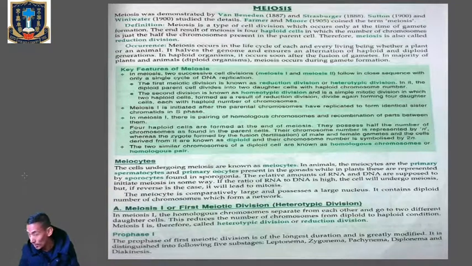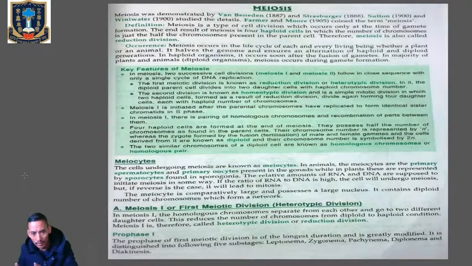Listen very carefully. At the end of meiosis, 4 haploid cells will be produced, because we have 2 types of meiosis cell division, meiosis 1 and meiosis 2. During meiosis 1, 2 haploid cells will be produced. Those 2 haploid cells then undergo meiosis 2, which results in the formation of 4 haploid cells.